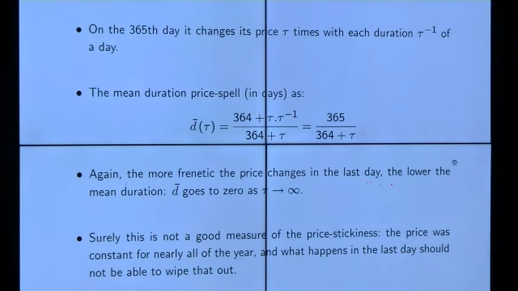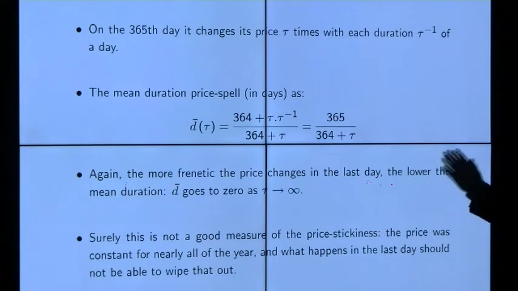What's the mean duration? Does it mean there's a lot of rigidity? Is there a significant nominal rigidity? Well, the short answer is yes, there is, because the price remains fixed for nearly the whole year. It's only for one day that the price varies a few times.